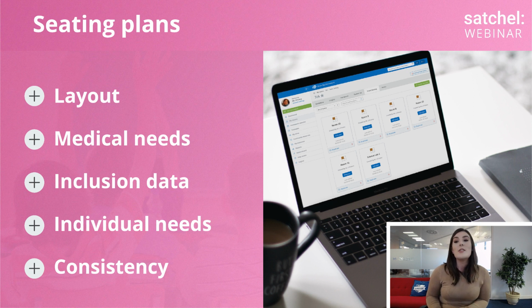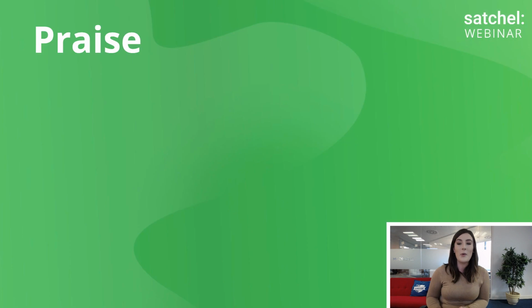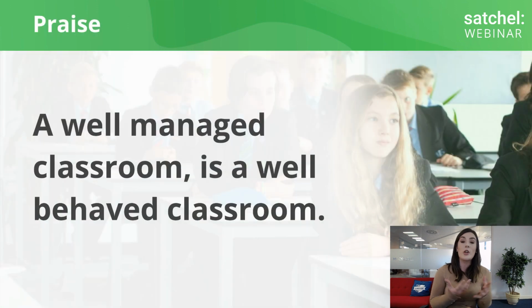So praise is what we're going to look at now. As mentioned earlier, positive behaviour is at the core of good classroom management, and we want to make sure that we're encouraging positive pupil behaviour. So when praise is used effectively, it can improve not only the behaviour of students, but also their attainment. And when it's used ineffectively, it can have a really detrimental effect on students' behaviour and attainment as well.